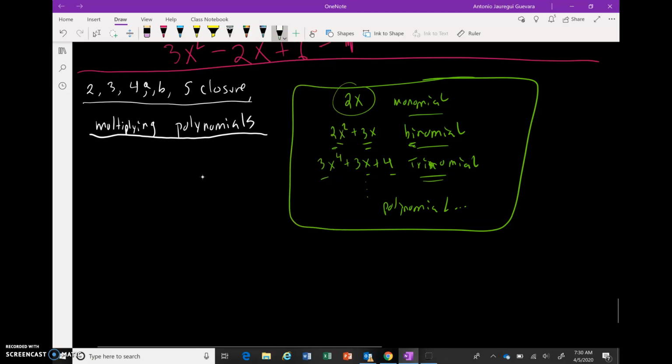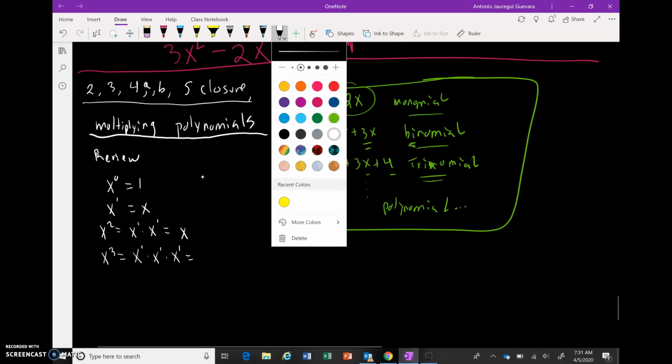Okay, so I'm going to go ahead and review with you guys. Review your exponents. Anything to the power of 0 will be 1. So a variable to the power of 0 is 1. X to the power of 1 is just x. X squared just means that you're multiplying 2 x's, and you add the exponents. So x to the power of 3 is x times x times x.